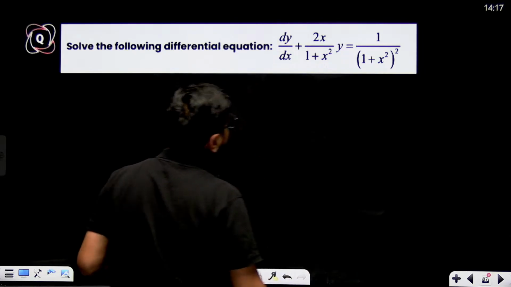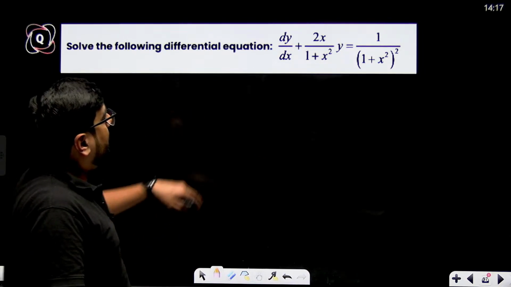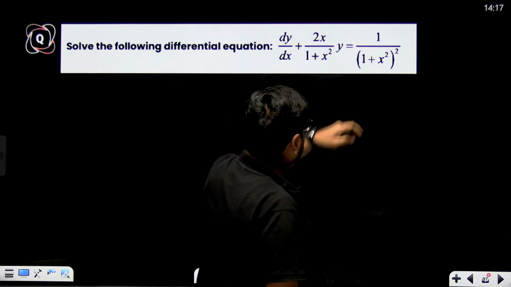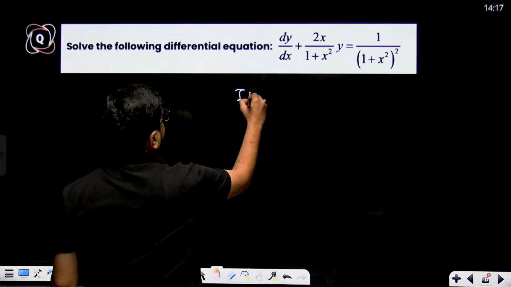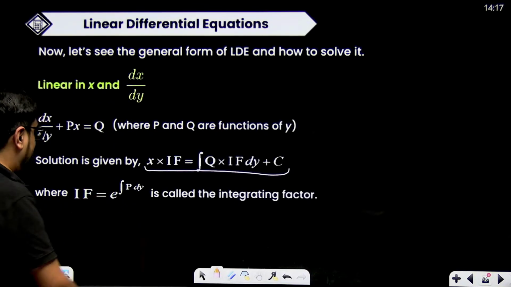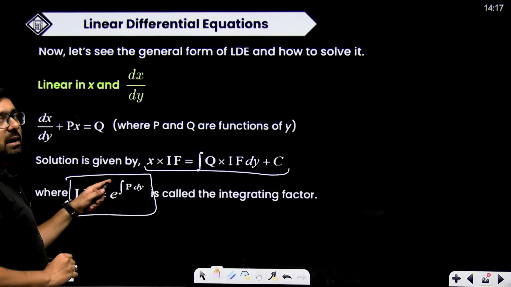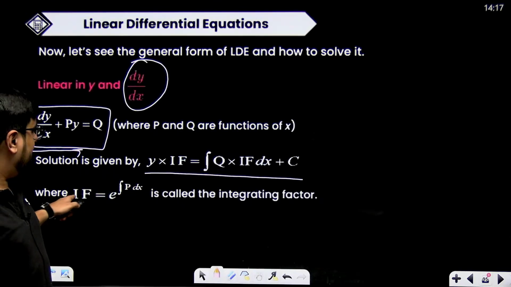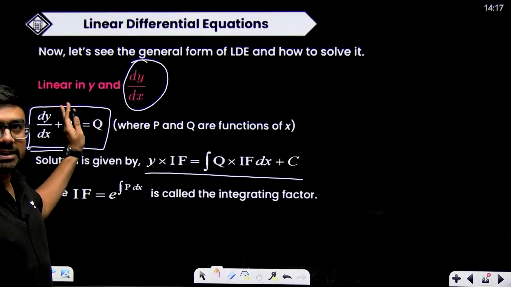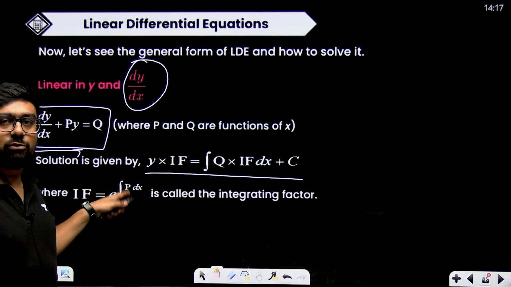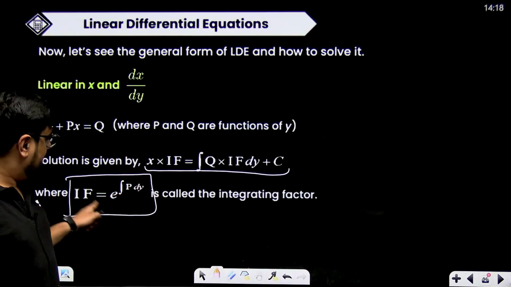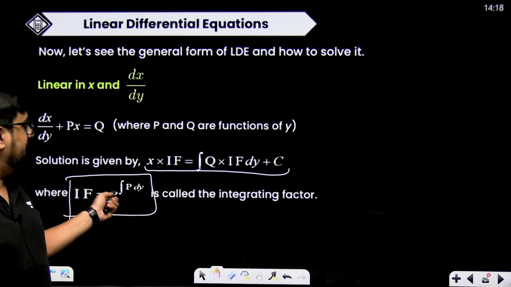For example, this is the case, dy by dx plus 2x by 1 plus x square, something. So this is a linear differential equation in y. First of all, we'll find the integrating factor. Acha, this I didn't tell you. Integrating factor is e to the power integral of p dx if your linear differential equation is in y. If your differential equation is in x, then the integrating factor will be e to the power integral of p dy.